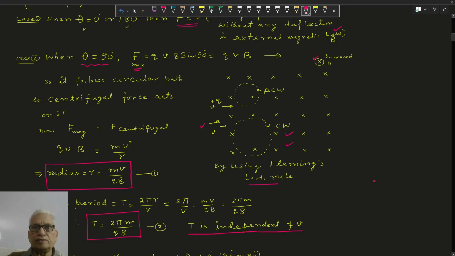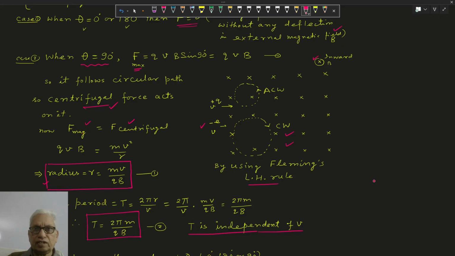So if it is moving in a circular path, a centrifugal force will be there. So the magnetic force and the centrifugal force are both equal. Equating these two, the magnetic force is qvB sin 90 and the centrifugal force is mv squared upon r.